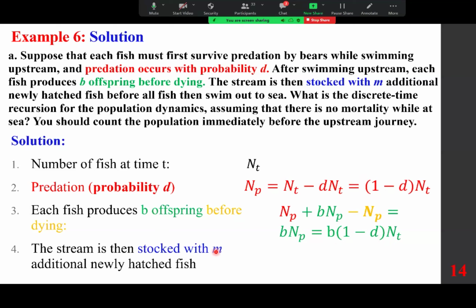Then we add how many? M. So this number, add M. It's that simple. You're done for the first part. A quick recap. We have so many to begin with. A percentage is gone because bears have taken them. So 1 minus D times N sub T. Each one that gets up there gives us B offspring and they die. So B times this part. And then we add M.